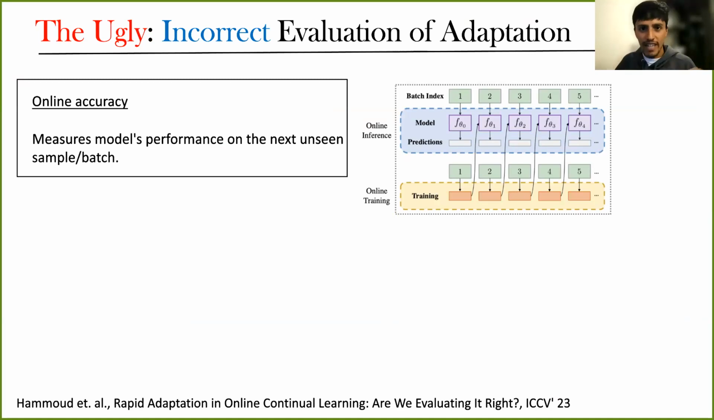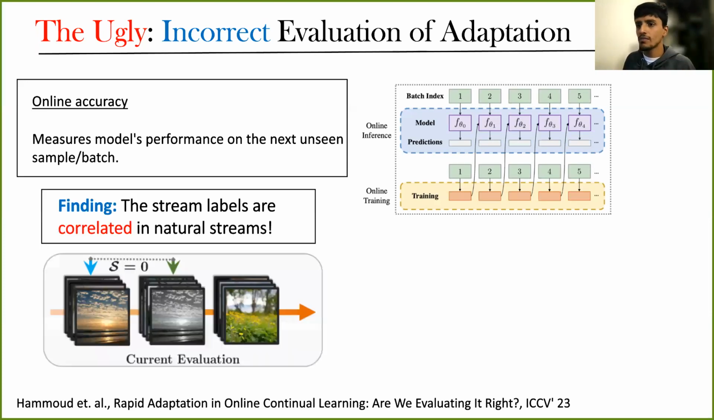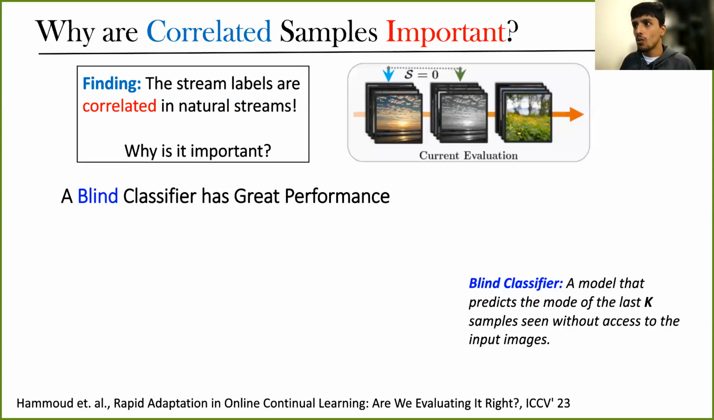A fix is you have time incremental datasets where samples come by time steps, and you can measure online accuracy there. You take the next arriving time step to the server, and you measure the model's performance on this next sample or batch. However, we find in our ICCV paper, Rapid Adaptation in Online Continual Learning, that this stream of samples that occurs naturally has correlated labels. And this creates issues. Let's see. Why are correlated labels important and how do they impact the algorithms?